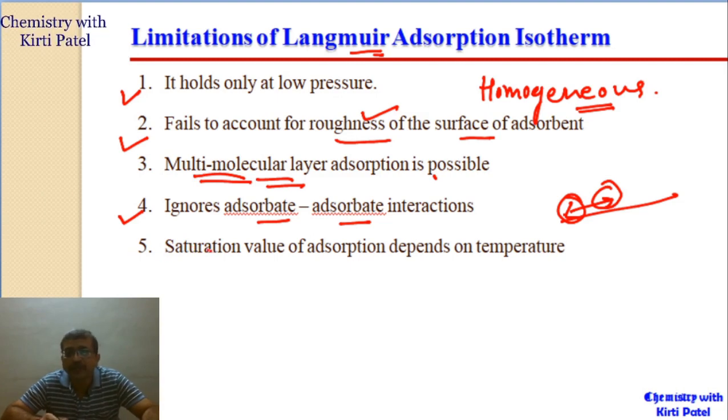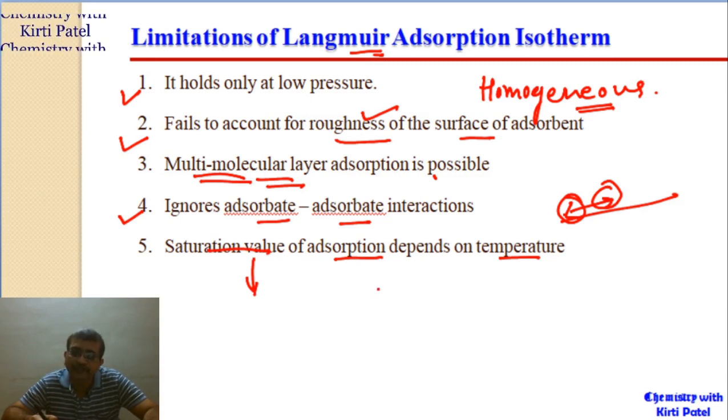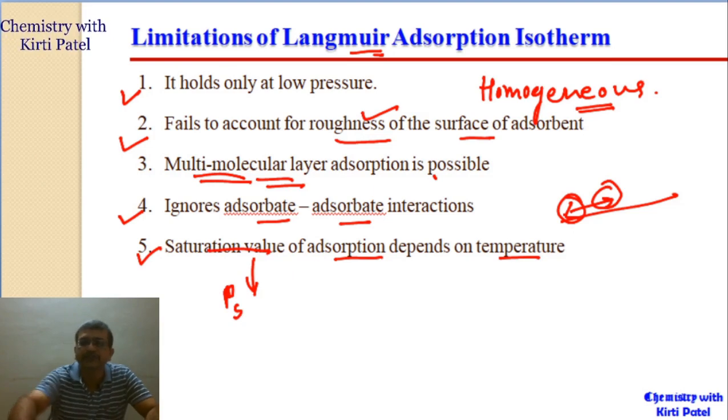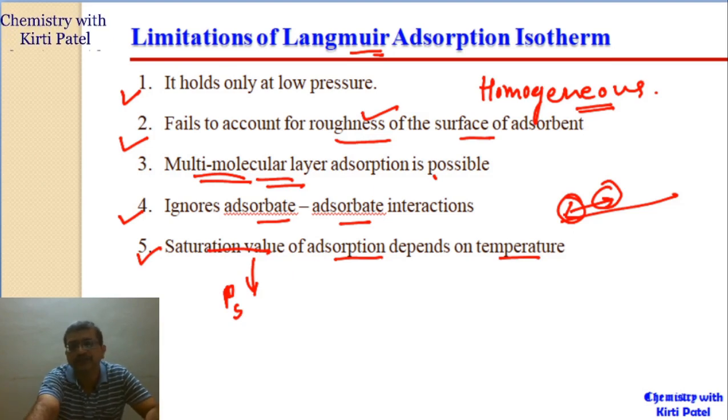Similarly, the saturation value of adsorption depends on the temperature. That is, if we increase the temperature, the saturation value falls. As the temperature is increased, more desorption will occur, and so the equilibrium will be reached earlier, and so the saturation value, that is PS, will be a little lower. So these are the limitations of Langmuir's adsorption isotherm.